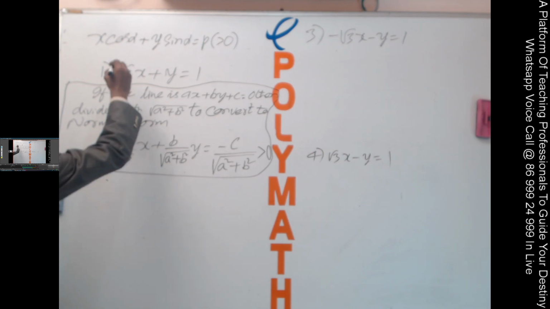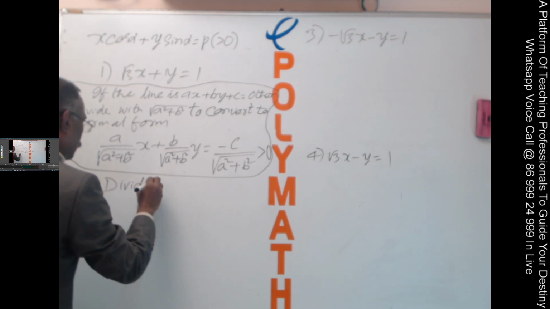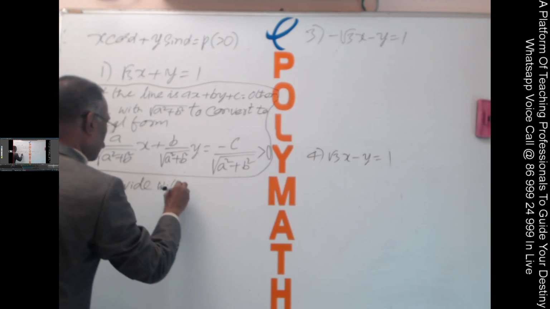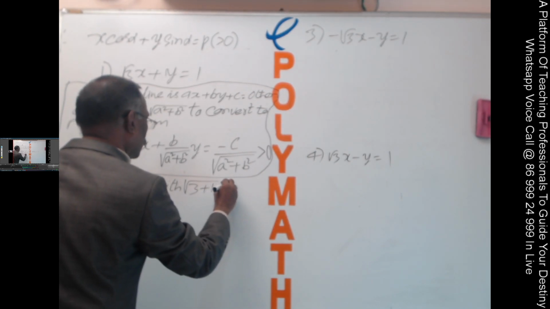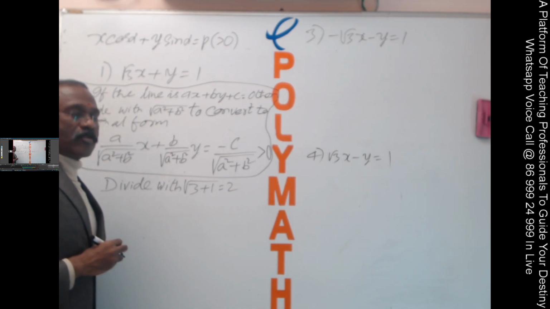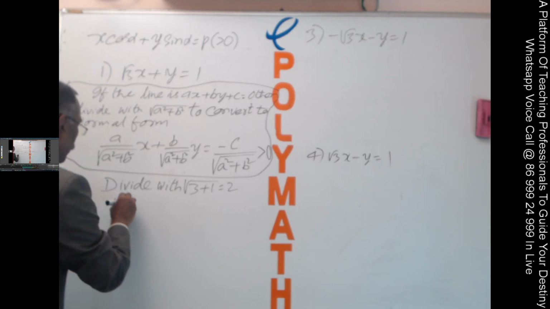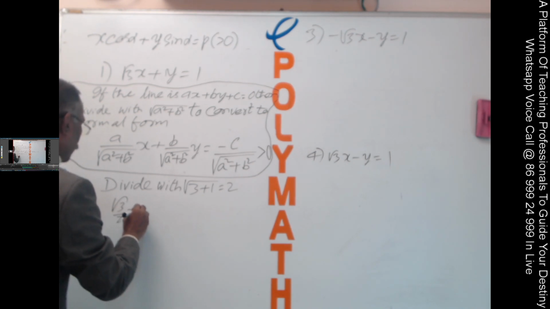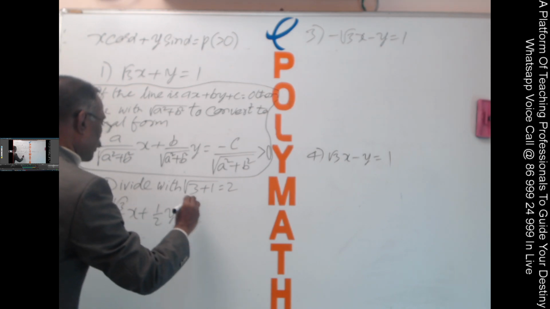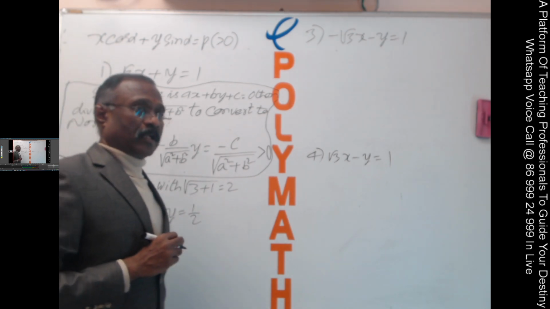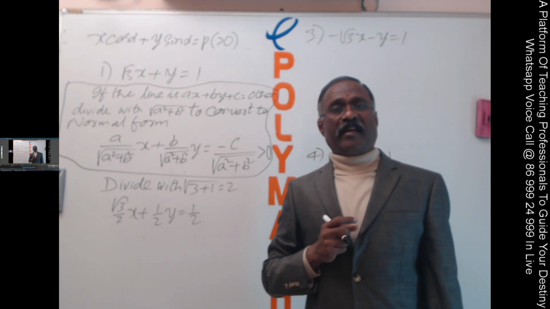Okay, now divide with root over 3 plus 1, that is 2, root over A square plus B square. Then what will it be? Root 3 by 2x plus 1 by 2y is equal to 1 by 2. This is what you have to understand.